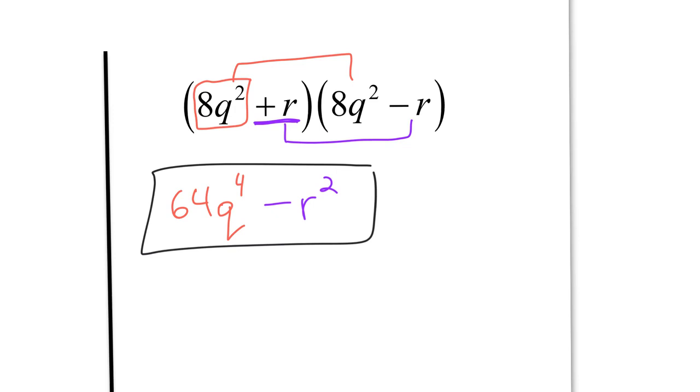So this is the sum and difference of two binomials. They're almost identical, but the signs are different. One's a positive, one's a negative. You can use the shortcut.